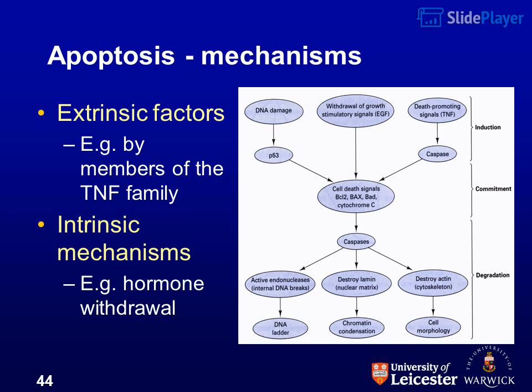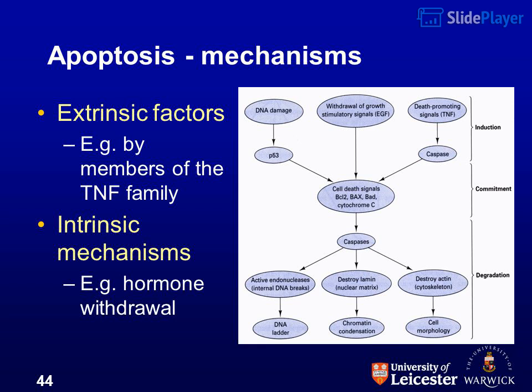Extrinsic factors, for example, by members of the TNF family. Intrinsic mechanisms, for example, hormone withdrawal. The two major pathways for caspase activation in mammalian cells are outlined. The extrinsic pathway, left, can be induced by members of the TNF family of cytokine receptors that are present at the surface of many cells.